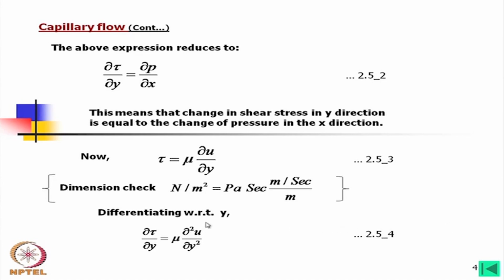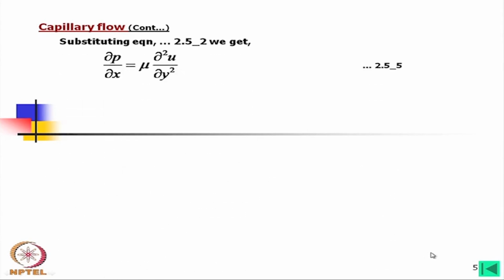Now, differentiating with respect to y, we get del tau by del y is equal to mu del square u by del y square. We have differentiated this one and we get this. Now, del tau by del y is equal to del p by del x. So, next we can write del p by del x is equal to mu del square u by del y square.